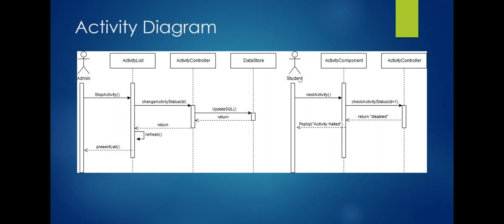The student's workflow is handled through the next and back buttons of the activities. Essentially, the student clicks next activity. The activity component goes ahead and checks if that activity is enabled by way of passing an ID number. And in this case, it will know that the activity is disabled and show a pop-up of activity halted. Obviously, if the activity is not disabled, it will continue as normal. It will actually take the user to the next activity.